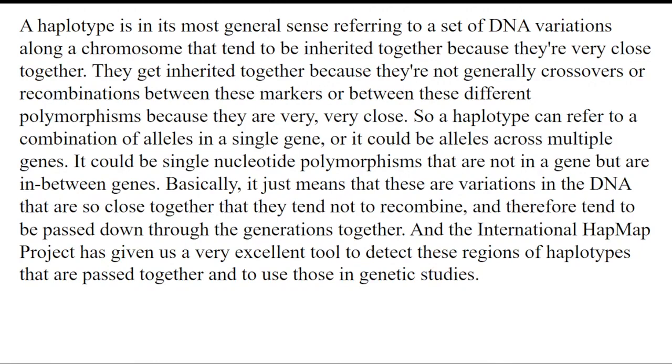Basically, it just means that these are variations in DNA which are so close together that they tend not to recombine and therefore tend to be passed down through the generations together. And the International HapMap Project has given us a very excellent tool to detect these regions of haplotypes which are passed together and to use those in genetic studies.